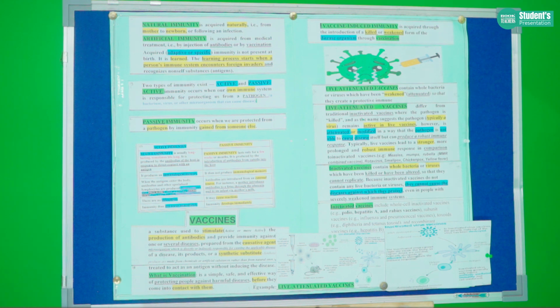A vaccine is a substance used to stimulate the production of antibodies and provide immunity against one or several diseases. So it is any substance used in our body to activate those antibodies. And what do we mean by stimulate? That is, to activate it or more activate it. It is prepared from the causative agent of a disease, its product, or a synthetic substance.